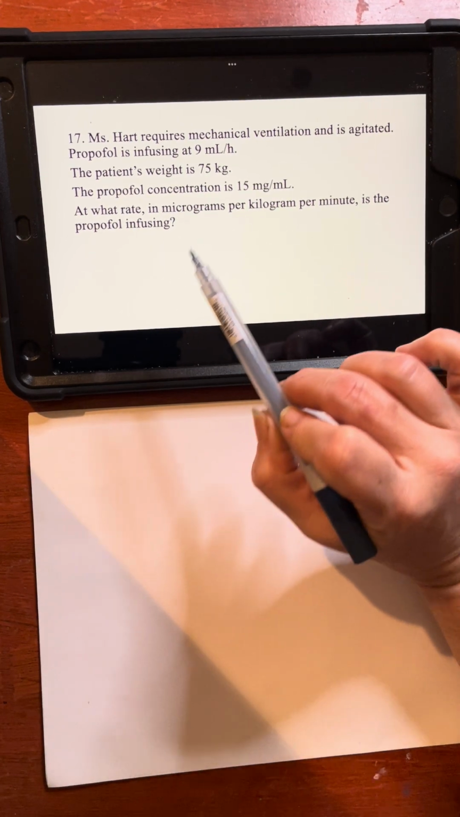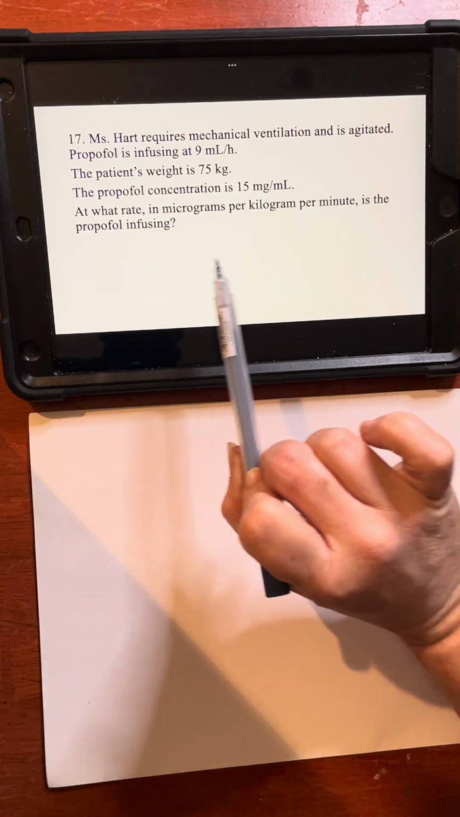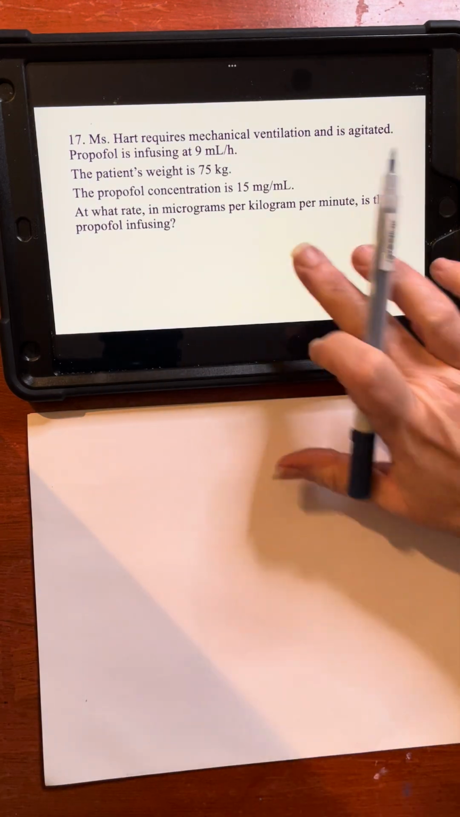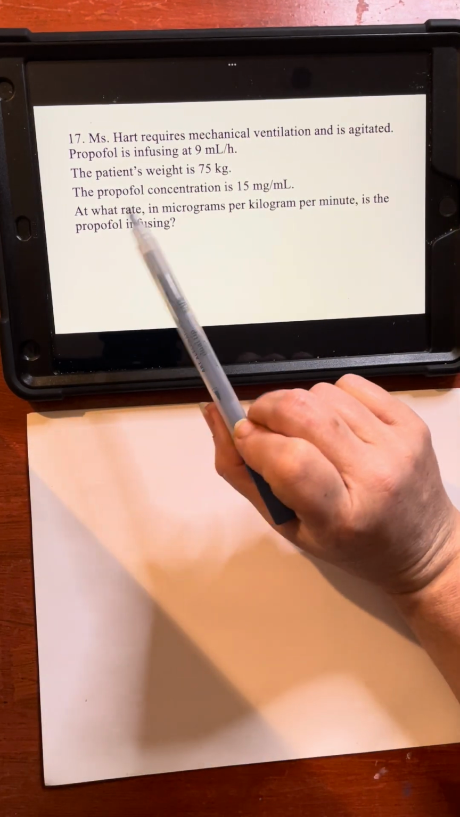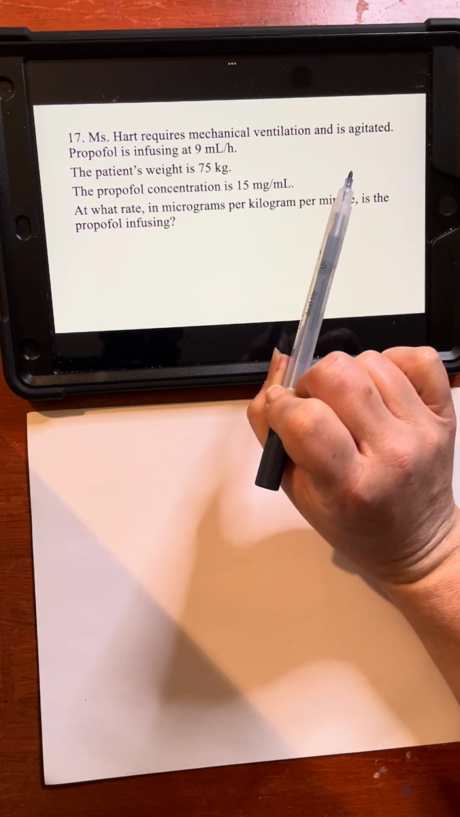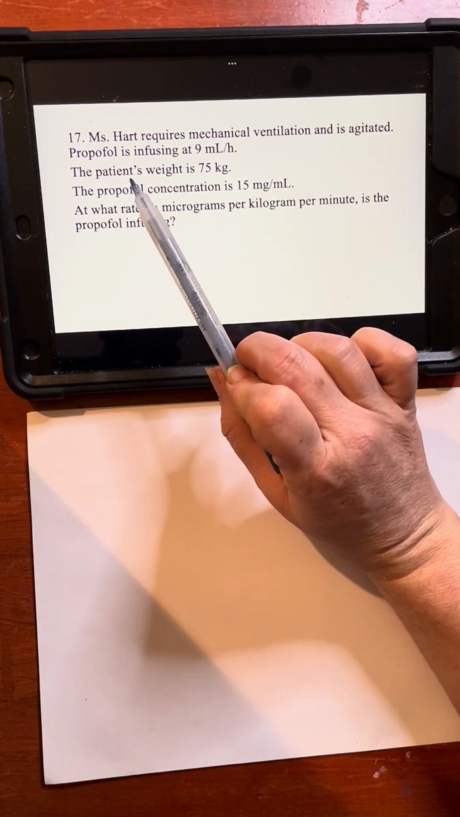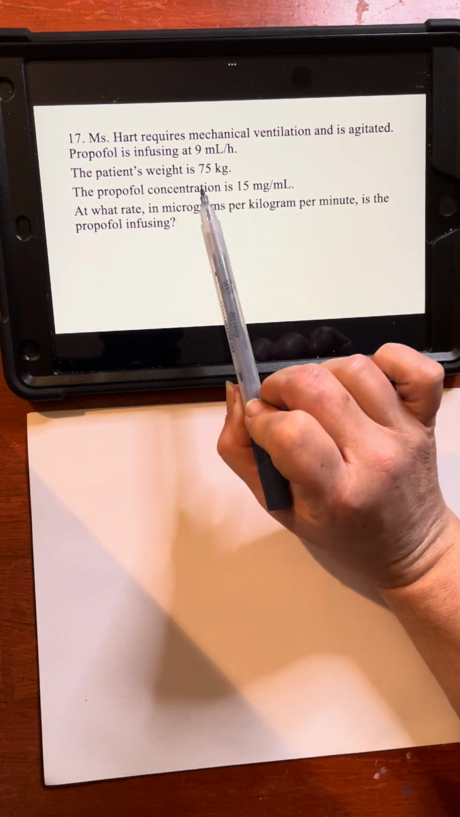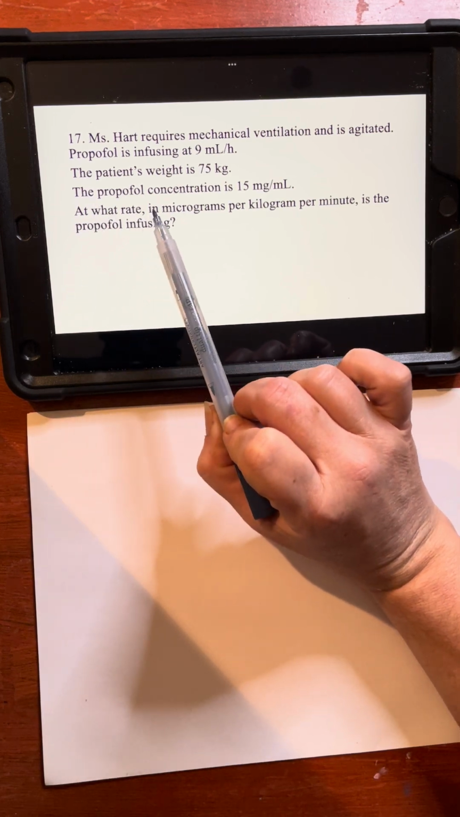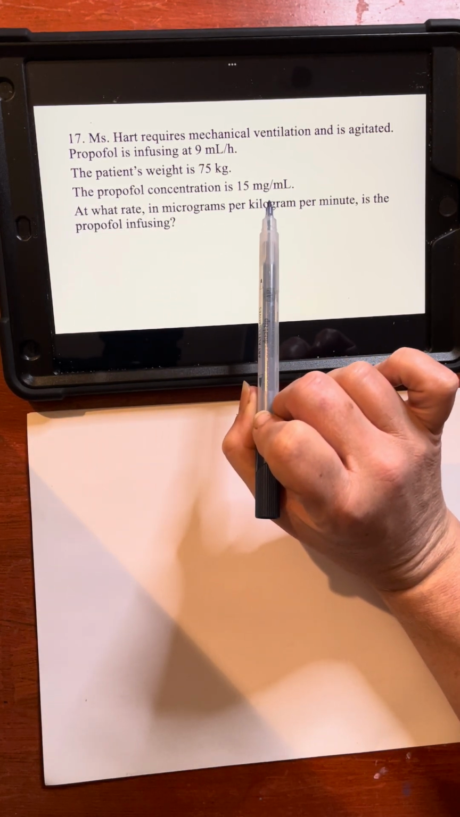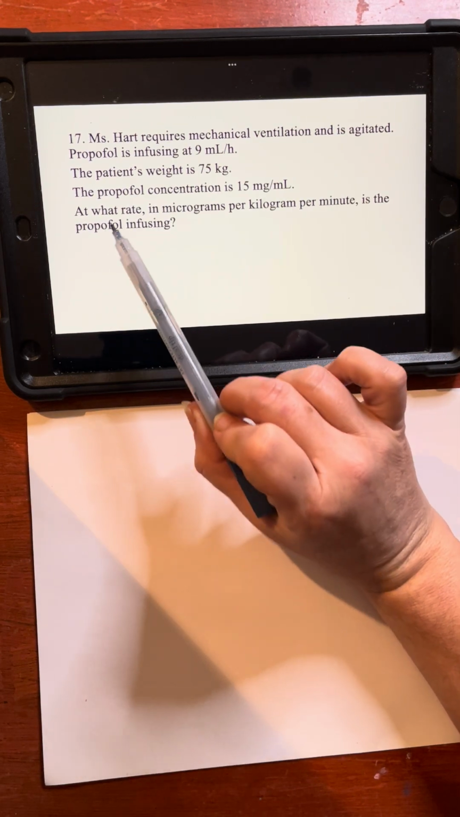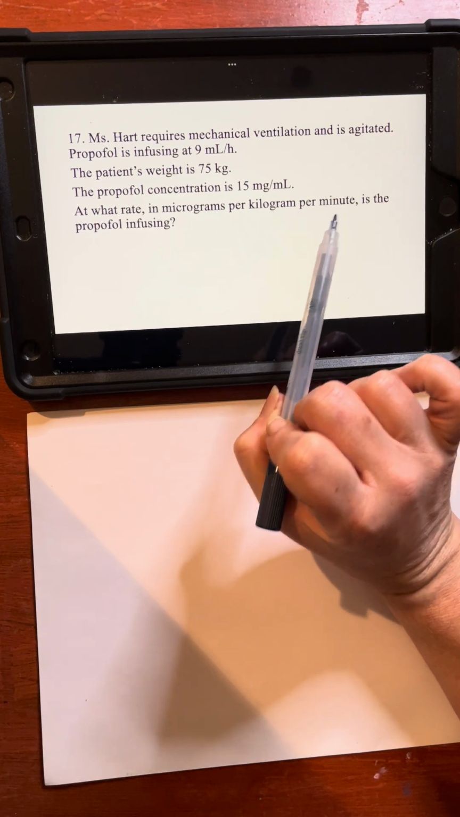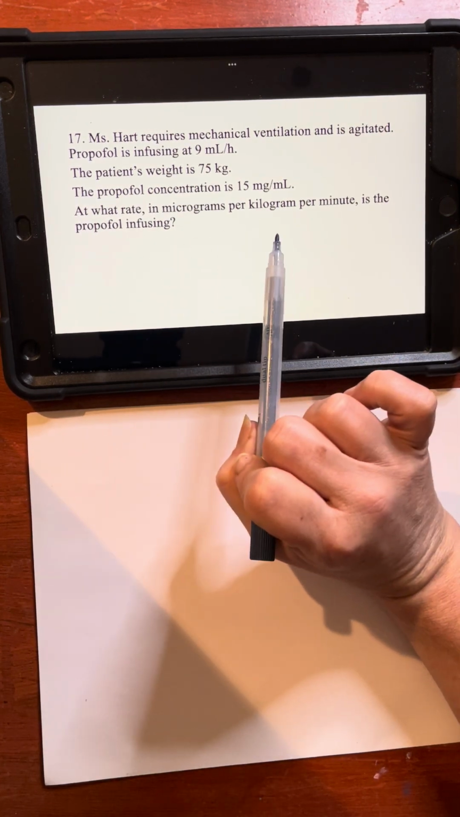So these problems are from Ogden. This is the critical care practice set, number 17. So if you just want to look. Mr. Hart requires mechanical ventilation and is agitated. Propofol is infusing at 9 milliliters an hour. He weighs 75 kilograms. The propofol concentration is 15 milligrams per milliliter. At what rate in milligrams per kilogram per minute is the propofol infusing?